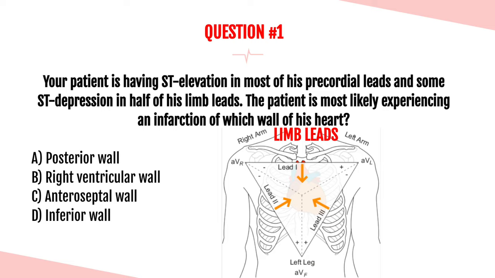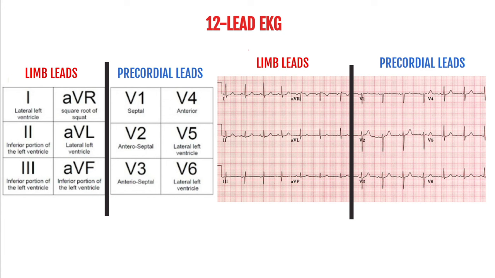Now, when we're looking at an EKG, the limb and precordial leads are split in half directly down the EKG, so they make it nice and easy for us. So we have 1, 2, 3, AVF, AVL, and AVR as our limb leads, and then our precordial leads are V1 through V6. Sorry, I went off on a little tangent there, but back to our question.